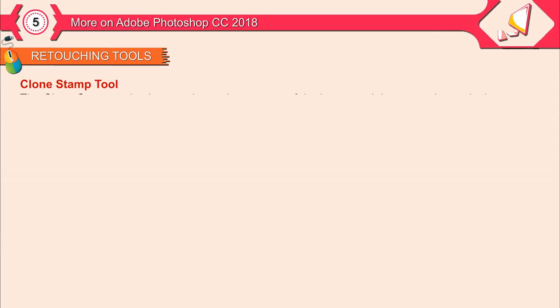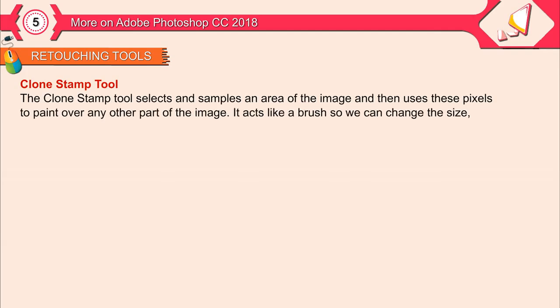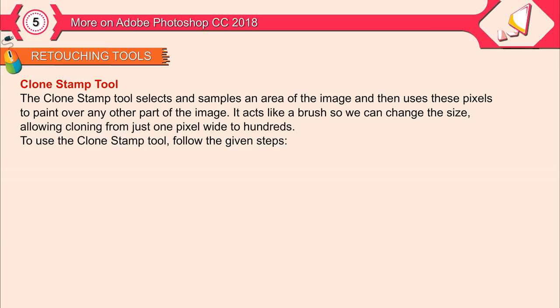Clone Stamp Tool. The Clone Stamp tool selects and samples an area of the image and then uses these pixels to paint over any other part of the image. It acts like a brush, so we can change the size, allowing cloning from just 1 pixel wide to hundreds. To use the Clone Stamp tool, follow the given steps.